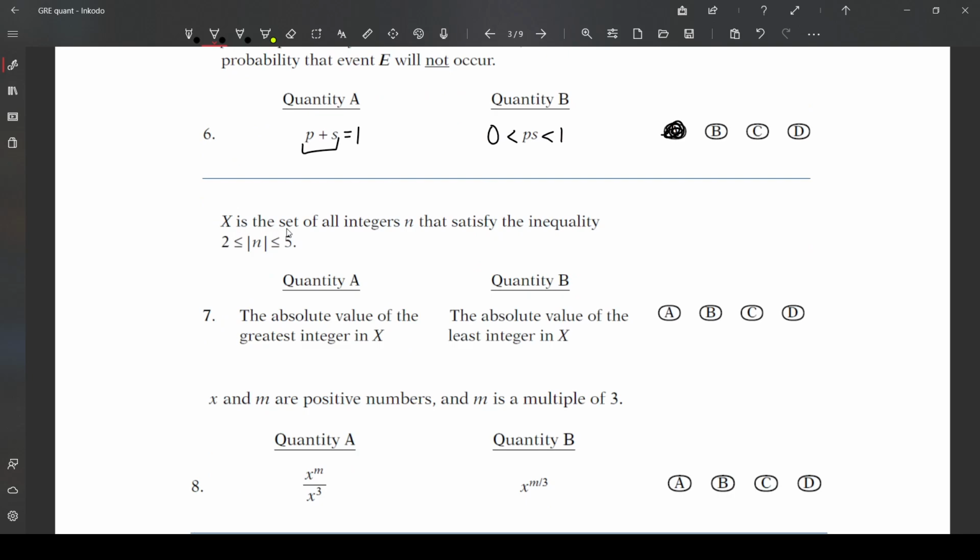X is the set of all integers n that satisfy this inequality. So that would mean you have -5, dot, dot, dot, -2, and then 2, dot, dot, dot, 5.